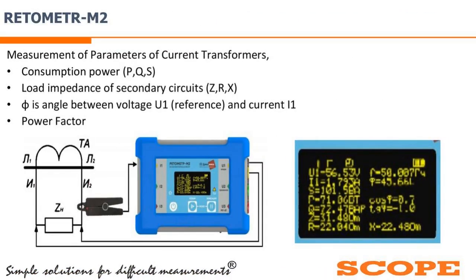With the Ratometer M2 we can measure various parameters of current transformers. Input I1 we connect directly to the secondary side of the current transformer, and the voltage input directly to the shorted CT secondary. We get power consumption parameters: active power, reactive power and apparent power. We also get the load impedance on the secondary circuit: impedance, reactance and resistance. We can measure the phase angle between voltages, and between voltage U1 and current I1, and we get the power factor.